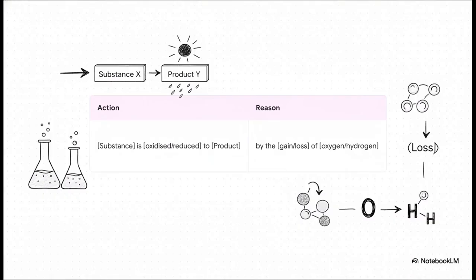And this basically illustrates exactly how to structure your thoughts moving forward. This universally applicable template is just a simple fill-in-the-blank system. For the action part, you name your starting material, choose oxidized or reduced, and then name the product, like substance X is oxidized to product Y. Then you justify it with the reason, by the gain of oxygen. Map every single redox question onto this exact format, and your brain just automatically organizes the chemistry flawlessly.